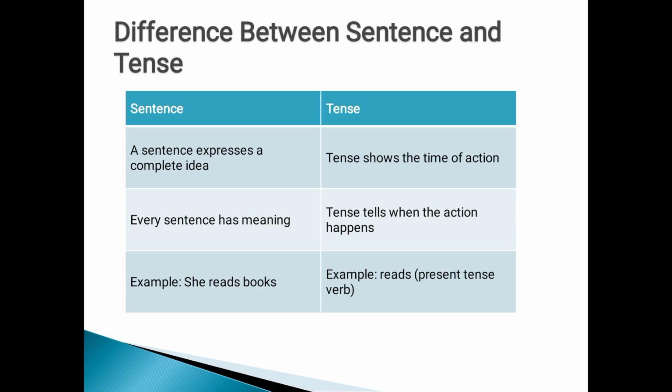Students usually get confused between sentence and tense. So now we're going to discuss the difference between sentence and tense. A sentence expresses a complete idea, and tense shows the time of action. Every sentence has meaning, but tense tells when the action happens. Here is an example. She reads books. It's a sentence. And reads indicates the present tense verb. It's a tense. It indicates the time of action.